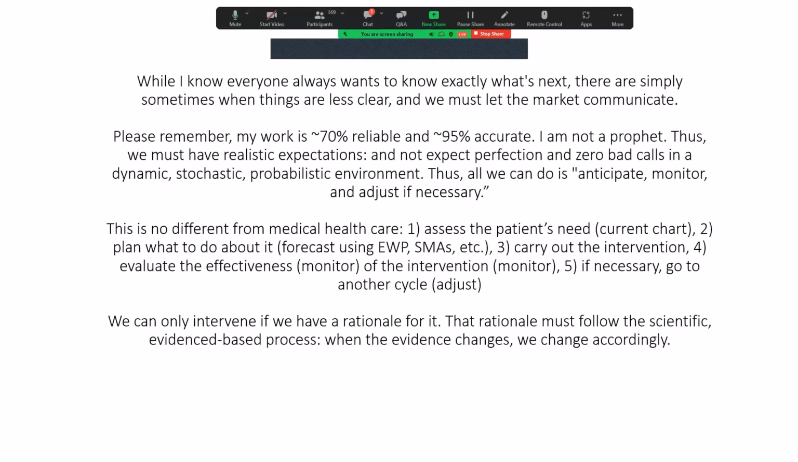We cannot ever expect only accurate calls, because we're dealing with a very dynamic environment where there's millions of variables that go in. And I was just listening to your previous session with Blake, where he says also with technical analysis, it's not always right, but you try to anticipate, monitor, and adjust. And when the data changes, when you're looking higher but the market goes lower, you adjust accordingly, right?